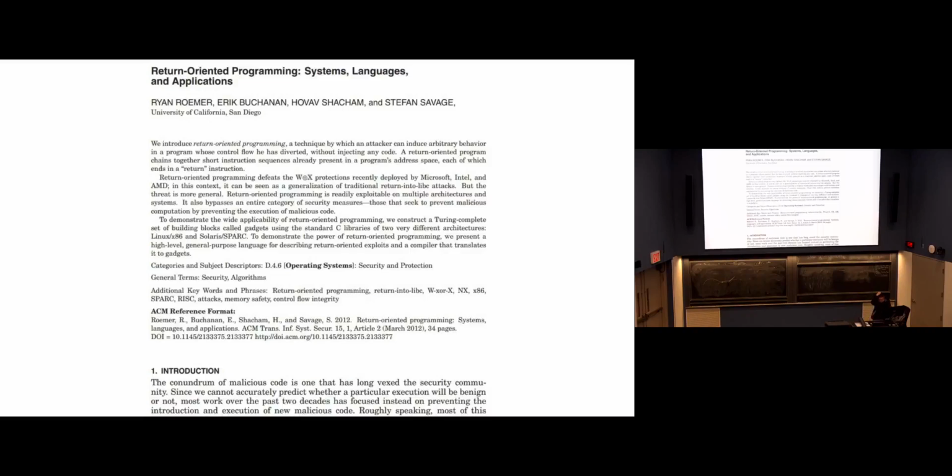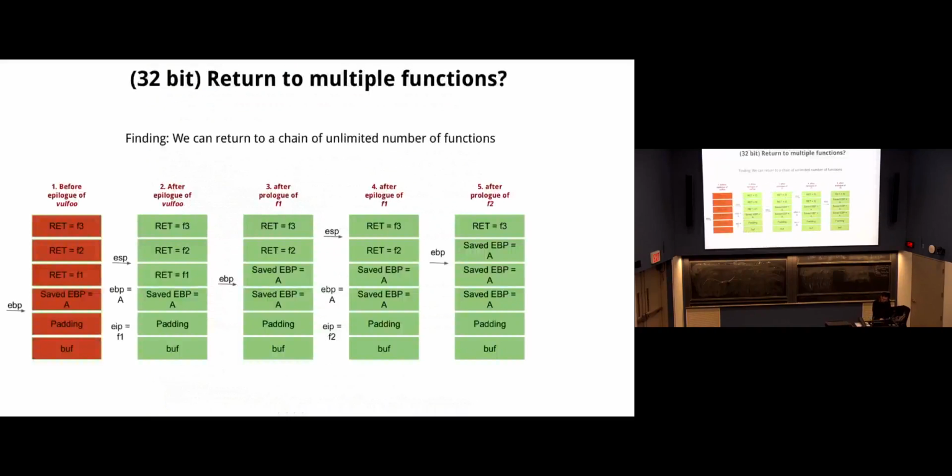So this paper is very long, like 40, 50 pages. The CCS paper is like 13 pages maybe. So this one has more details, but it's too long. I do not ask you to read this one.